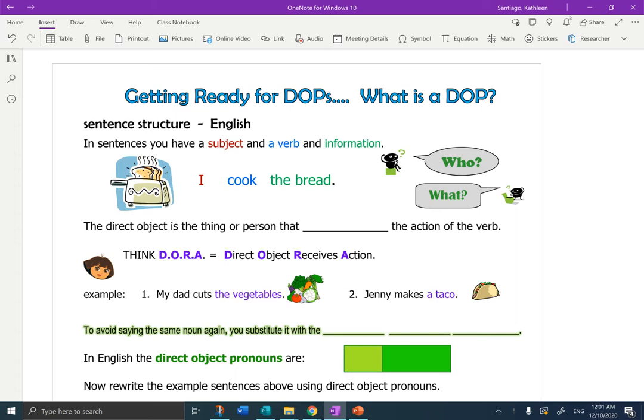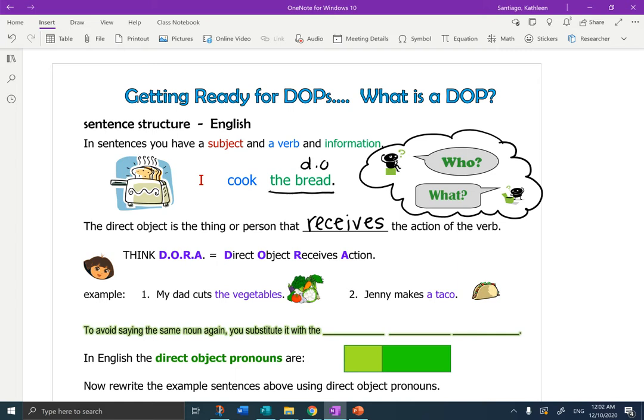What is a DOP? Let's look at the English sentence structure. In sentences, you have a subject, a verb, and information. Look at the sentence, I cook the bread. Well, the direct object is the thing or person that receives the action. It answers the two questions, who or what. I cook, what do I cook? The bread. So in this example, the bread is your direct object.